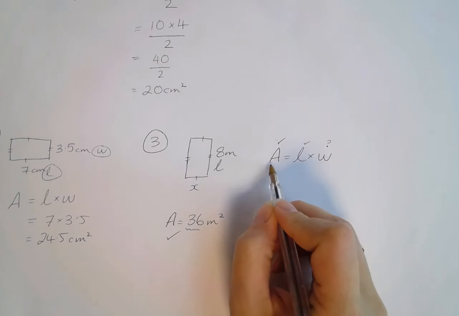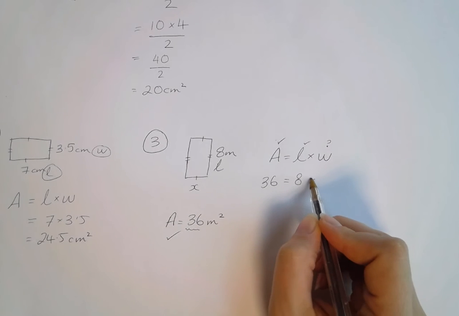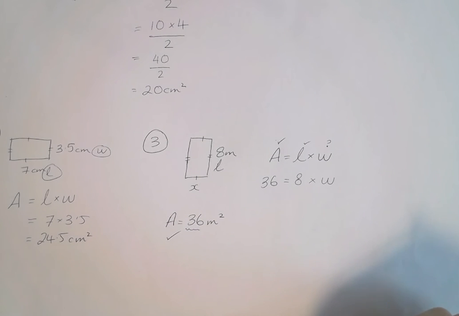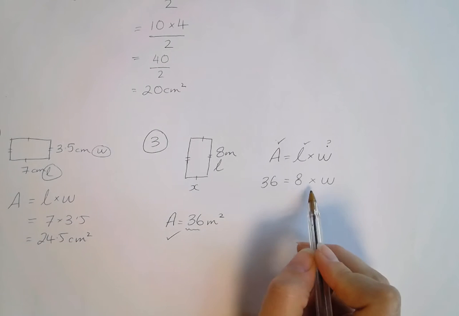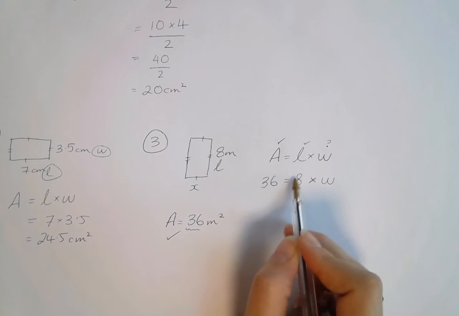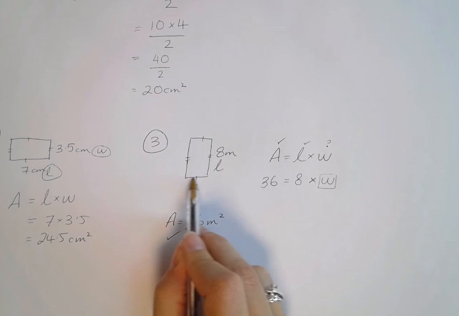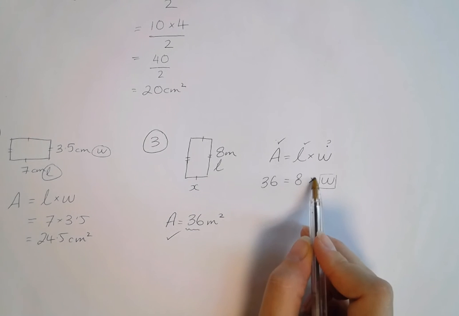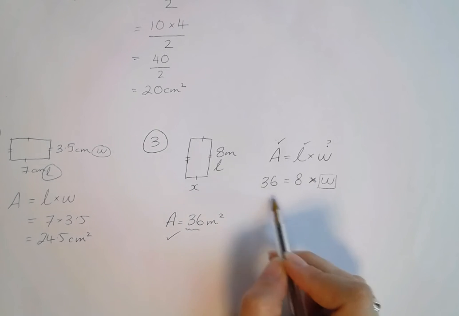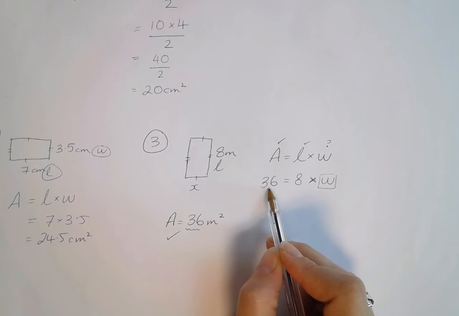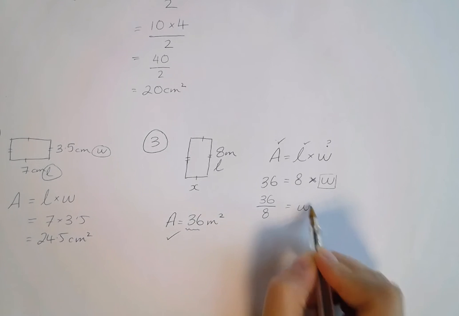Let's substitute first. Our area is 36, our length is 8, and we are multiplying by an unknown width. So we'll just keep it as W. You can change it to X if you wish. If we have something multiplying on this side, we want to get rid of it because we only want to find W on its own. We want to find this width. So we are going to get rid of the 8, and the only way to get rid of something that is being multiplied by it is by taking it to the other side of the equal sign and dividing it. So 36 divided by 8 this time equals W.